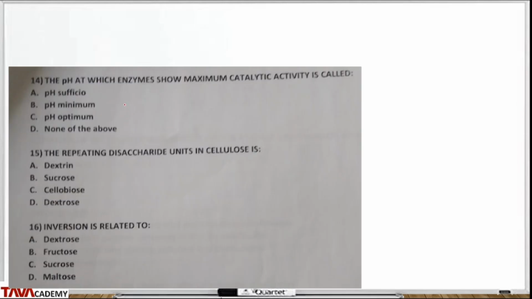Question 14 says, the pH at which enzymes show maximum catalytic activity is called the optimum pH. That's option C here. Question 15 says, the repeating disaccharide unit of cellulose is actually cellulose. Inversion is related to which of the following? The answer is actually sucrose. Sucrose is known for inversion.